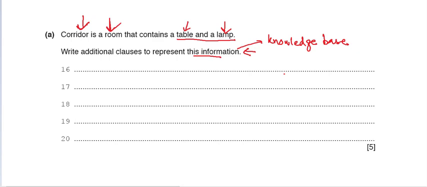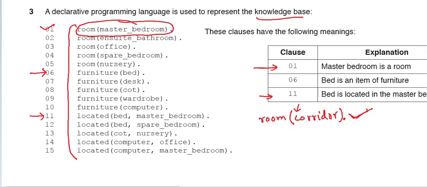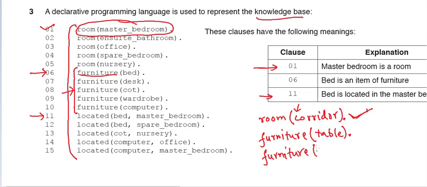The next thing that we need to include in our knowledge base is that this room has a table and a lamp. Okay, if we take a look at the clauses that we have, all clauses that are related to furniture items begin with the predicate furniture. So we are going to use this predicate furniture. We're going to say furniture, right? And one of the furniture was what? A table, right? So we've included that. And the other item was what? A lamp. So we've included both furniture items in our knowledge base.